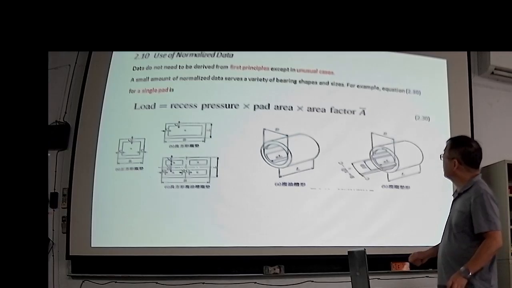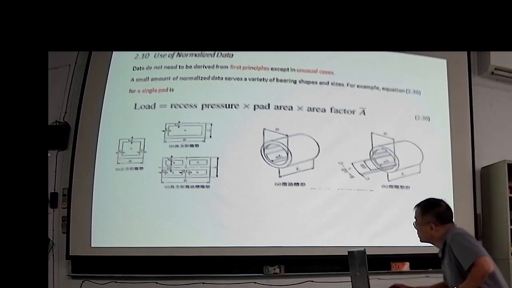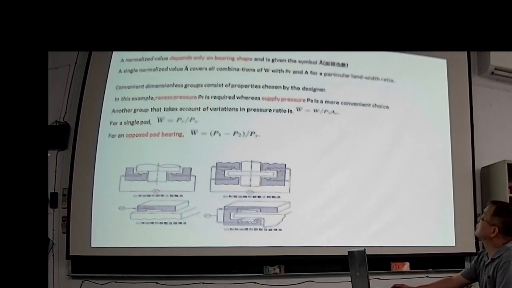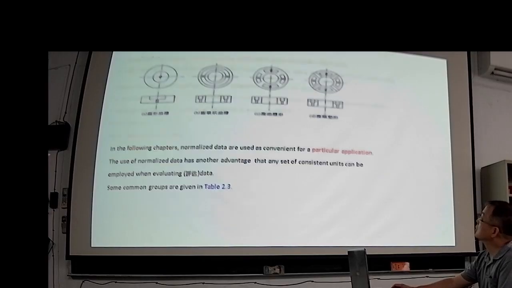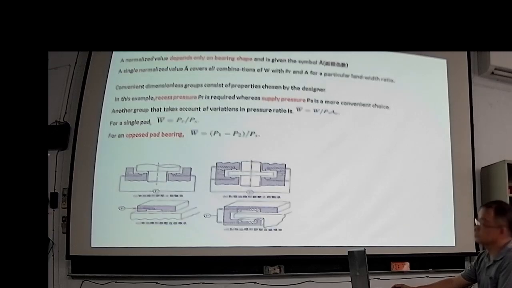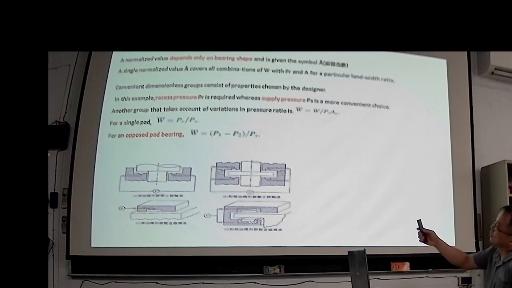So we have a table. The group here, W divided by Pr multiplied by A, is the normalized load.